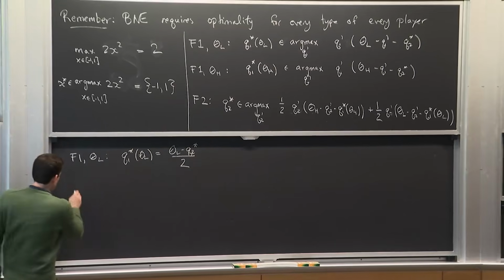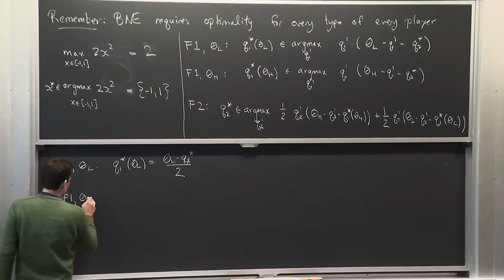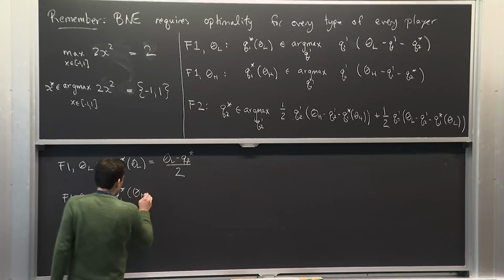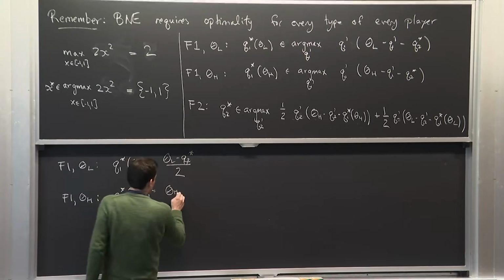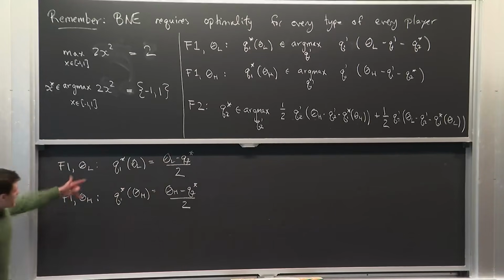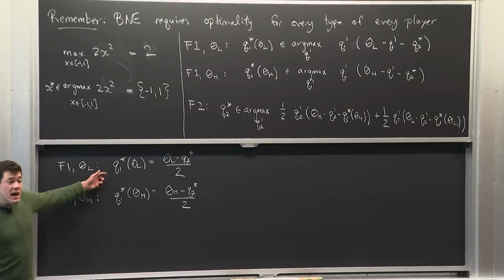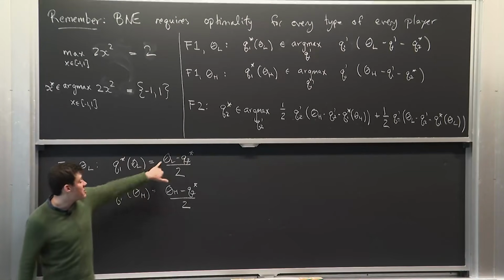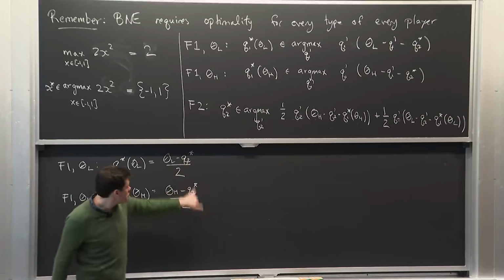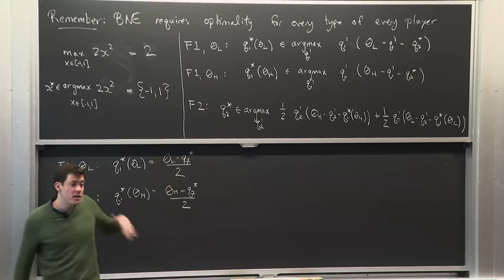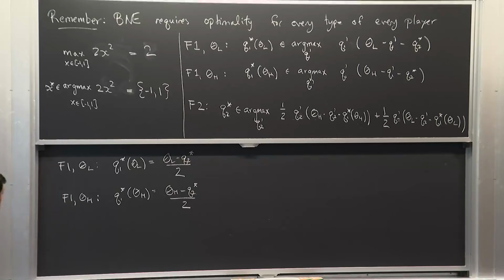F2, F1 theta H, we can immediately see that our initial intuitive guess was correct in that Q1 star of theta H is higher than Q1 star of theta L, because Q2 star is the same in these two expressions. The only difference is theta L is here and theta H is here, and we know theta H is higher than theta L. Now the harder one, let's say F2.